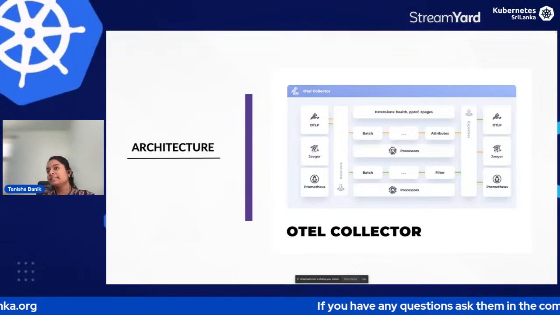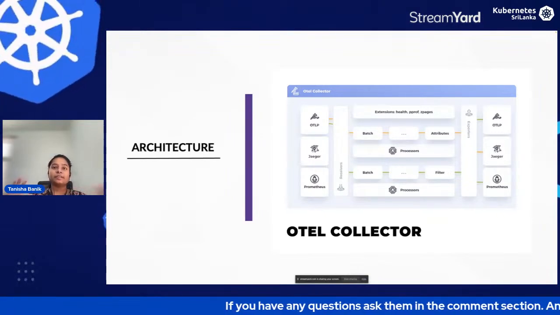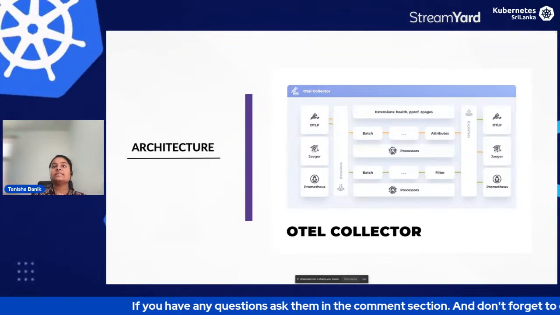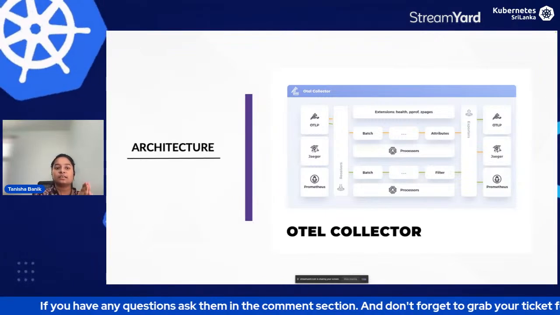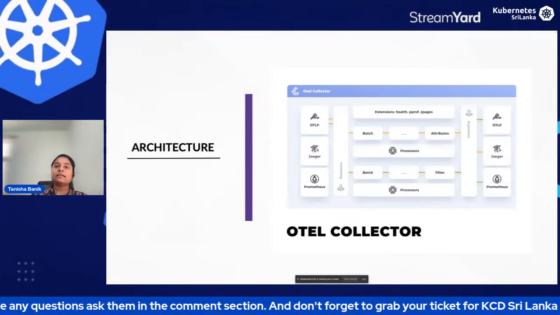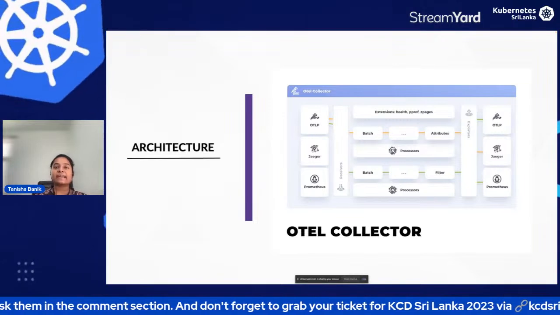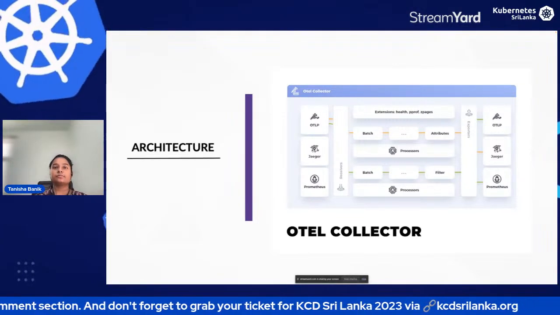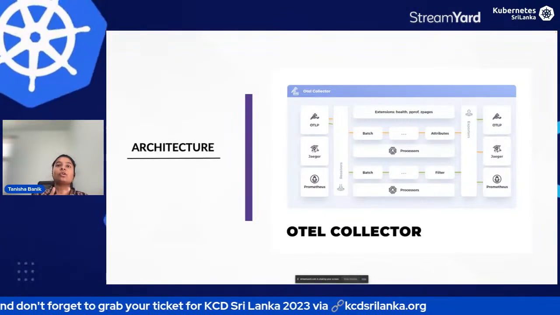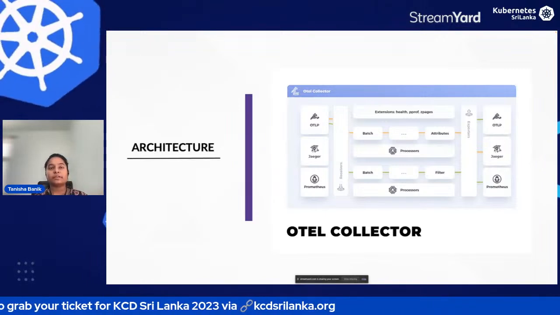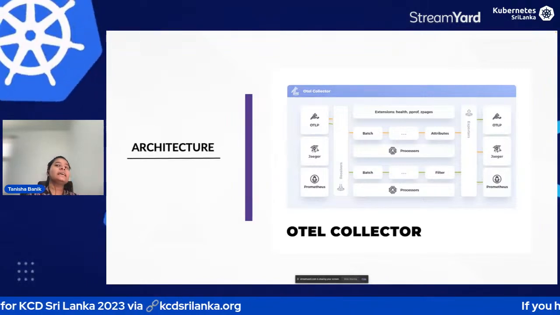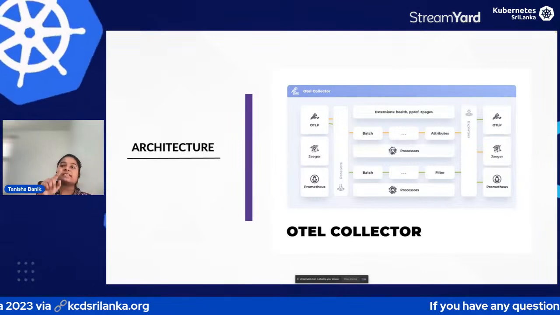On the left side, we can see receivers. In the OpenTelemetry collector pipeline, receivers are the first point, the front line, you can say. They receive all the data. They act like a consumer, as you might say, and they collect all the data from a particular tool, let's say Prometheus. And in between, we can see processors.